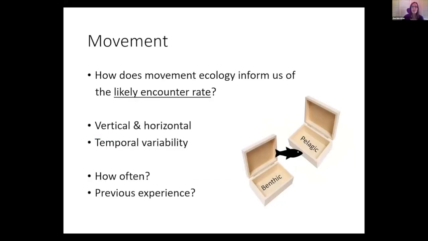That brings me to my next layer of information, which is to really understand how the animals move through their environment and perceive these electromagnetic cues. This helps inform us of the likely encounter rate in terms of actually coming across a cable EMF. To understand that, we need to understand both the vertical and horizontal movements of those animals on variable temporal scales, which might be on a day-to-day or an hour-to-hour basis. How often are they really likely to encounter an EMF from a cable? And if they encounter multiple cables, might they learn from that experience? Do we know if that's possible?